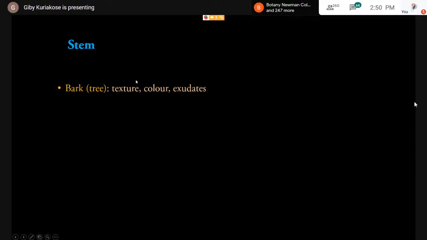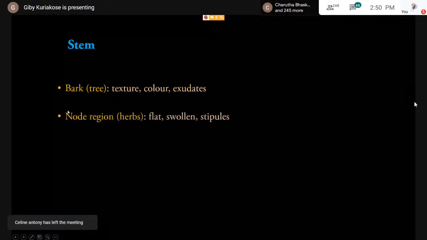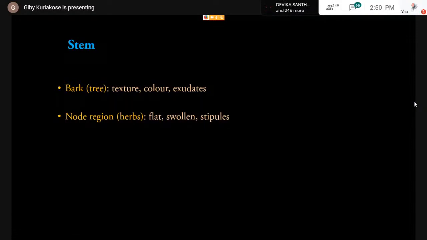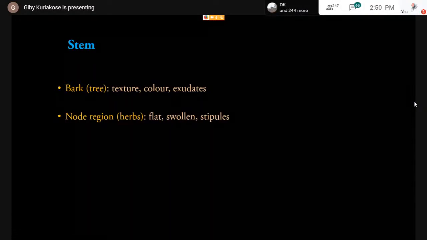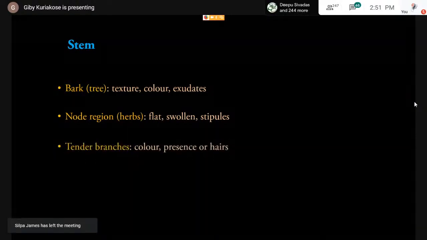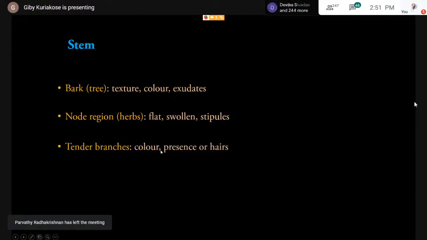So texture is important, and color is important, the color of the inner bark, and exudates, resinous exudate or other colored exudates. The nodal region, whether the node is flat or swollen. Stipules: whether a stipule is present, its shape and size, whether it is early deciduous or caducous, whether the stipules fell off along with the spreading of the leaf. Then tender branches: whether they have any specific color, and whether the tender branches or new leaves have hairs or scales.